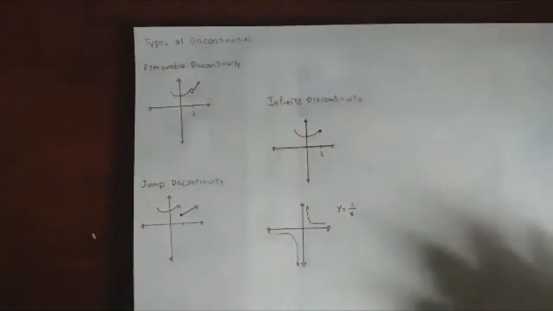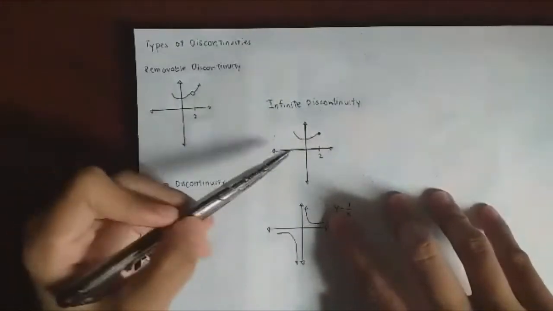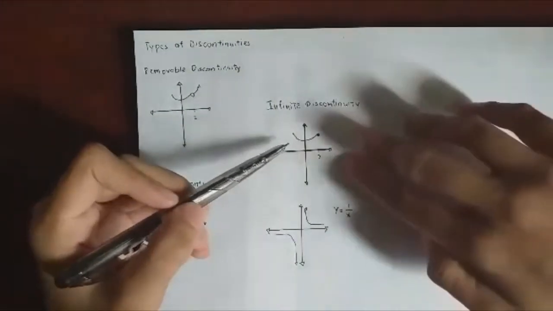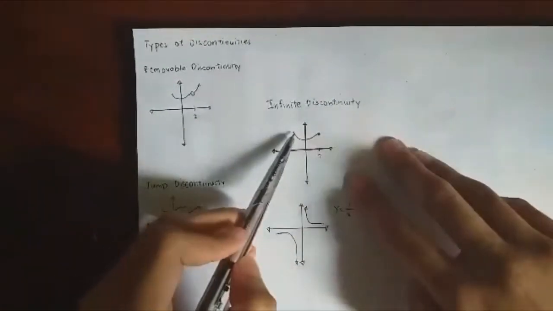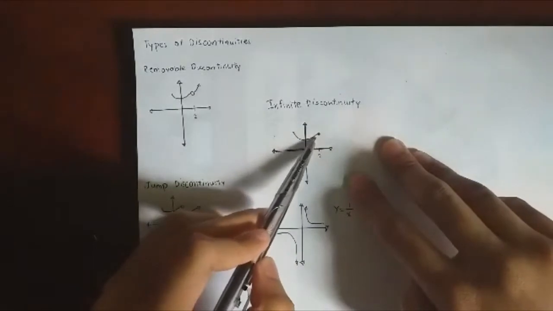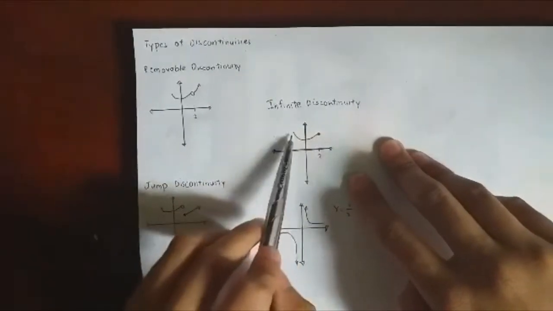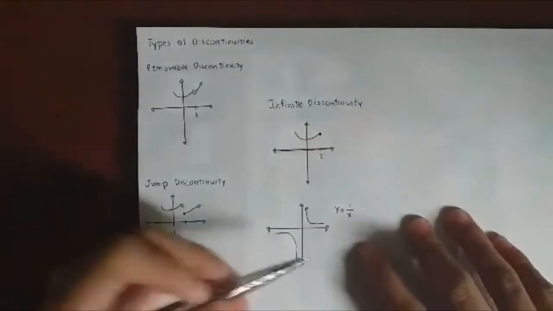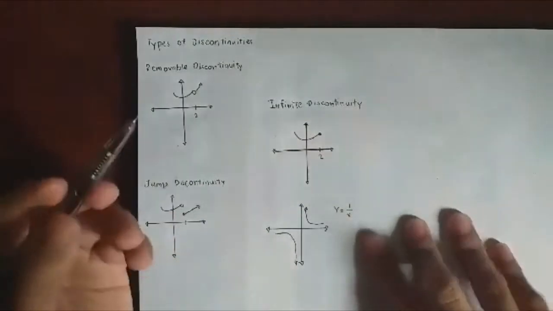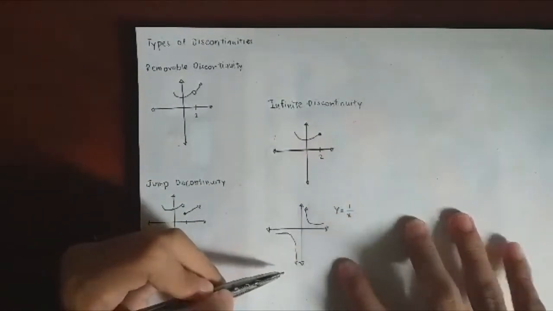Ngayon po, tignan naman natin ang infinite discontinuity. This is an example of infinite discontinuity po. Dahil po, yung limit from the left does exist at wala pong limit from the right. So, this will be an infinite discontinuity. Another example po is this. So, y is equals to 1 over x. This will be infinite discontinuity also po.